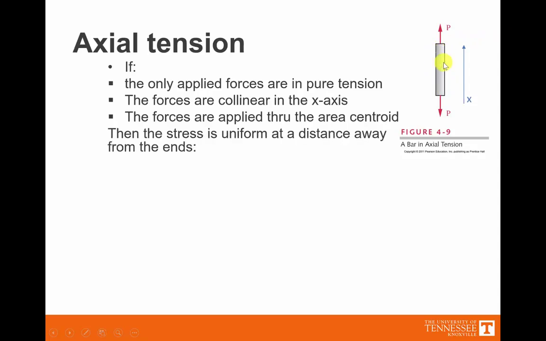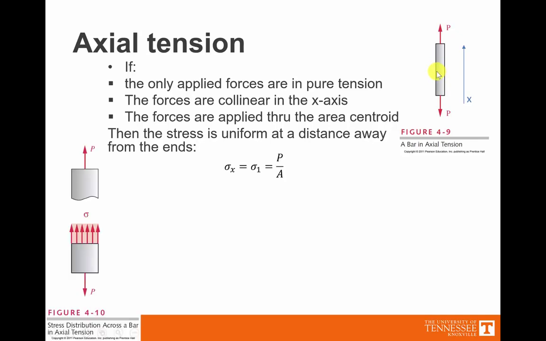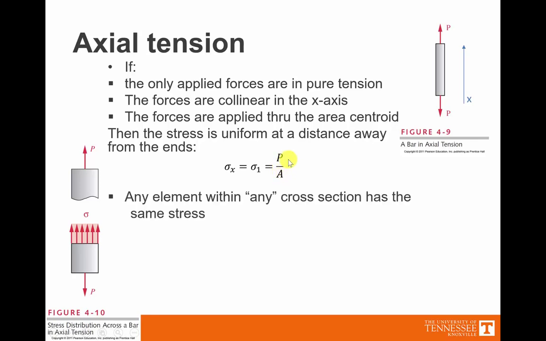and we're only going to consider stuff that happens some distance away from the attachment point. In other words, there's some weird things that happen right here at the attachment. We're not going to consider that. We're going to drop down into the middle of the beam and consider what happens. If that's the case, then we can say that the stress is uniform across that cross-sectional area, and the stress is equal to the load we put on it divided by the area. So force over area.